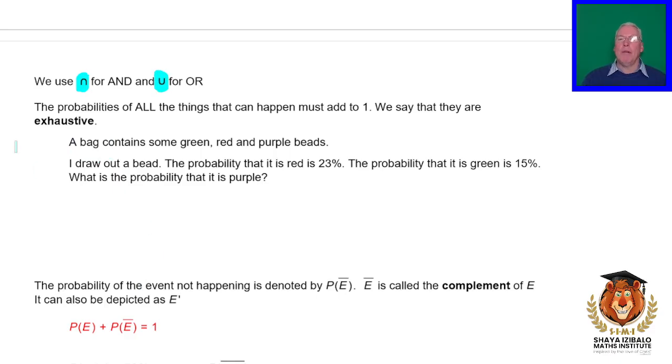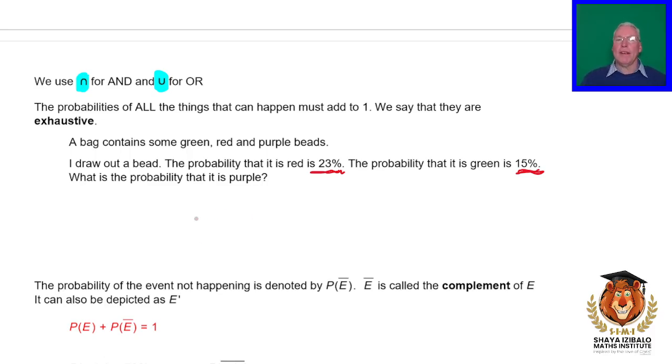Okay, the probability of all the things that can happen must add to 1. We say that they are exhaustive. So I draw a bead from a bag. This bag has green, red, and purple beads. The probability that it's a red bead is 23%. The probability that it's a green bead is 15%. What's the probability that it's purple?